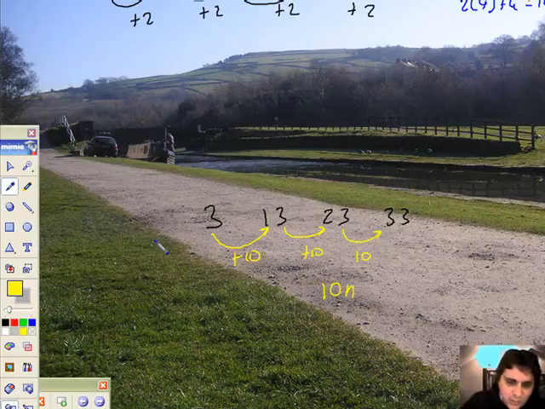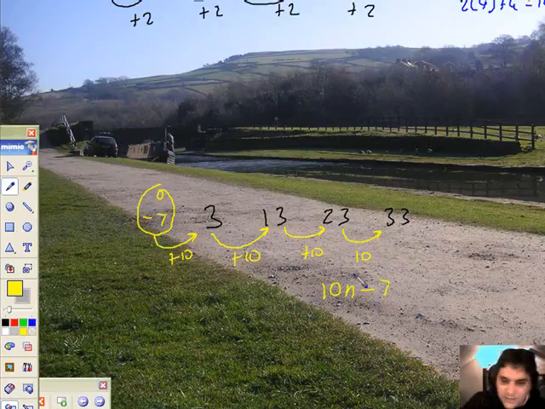What's my question to you? What number plus 10 makes 3? Answer, minus 7. Alright, so there's your 0 term. So minus 7 is the 0 term, therefore 10n minus 7 is the answer.